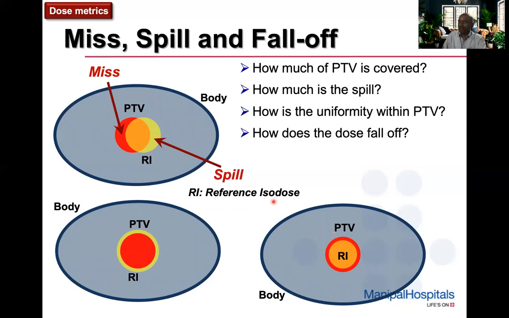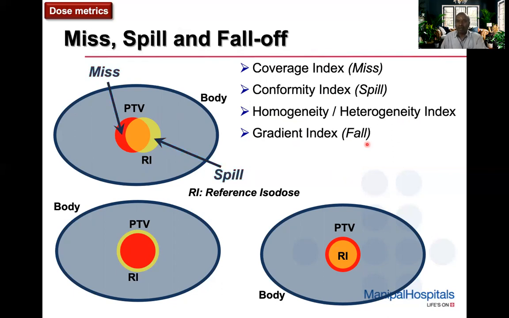So for all these types of scenarios, we have to evaluate the miss, the spill, and also how the dose is falling off away from the PTV. So we have to know how much of the PTV is covered, how much is the spill, how much is the uniformity within the PTV, and how the dose falls off away from the PTV. So what are the different indices? Coverage index will tell us about the miss, conformity index will tell us about the spillage, homogeneity and heterogeneity index will tell us about the uniformity of dose within the PTV, and gradient index will tell how the dose is falling off.